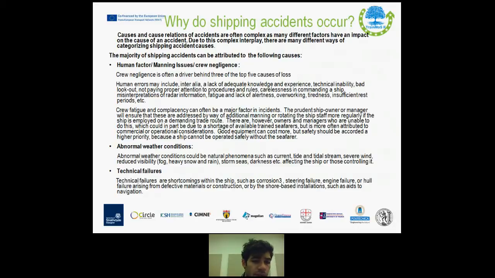Crew negligence is often a driver behind 3 of the top 5 causes of loss. Human errors may include, inter alia, a lack of adequate knowledge and experience, technical inability, bad lookout, not paying proper attention to procedures and rules, carelessness in commanding a ship, misinterpretation of radar information, fatigue and lack of alertness, overworking, tiredness, insufficient rest periods, and others.